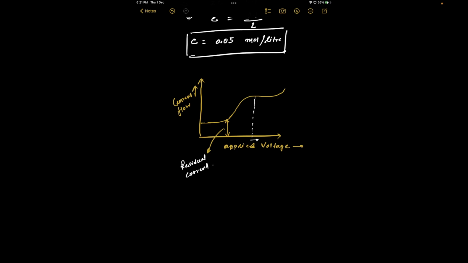But just remember that as we apply voltage along this axis, after a certain voltage the current flowing between the two electrodes will reach a kind of steady state. That's why we call this amount of current the limiting current. And the difference between this current and the steady state current, which is the limiting current, we call the diffusion current.